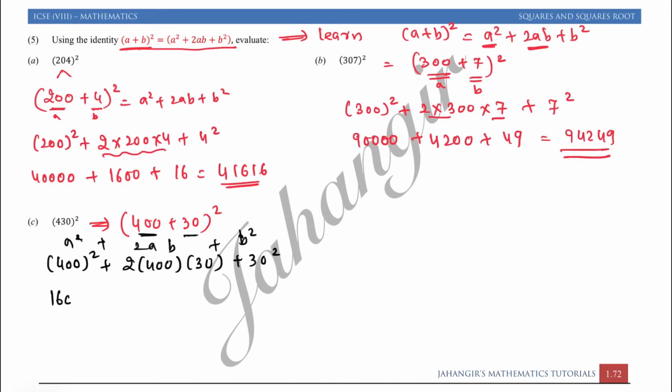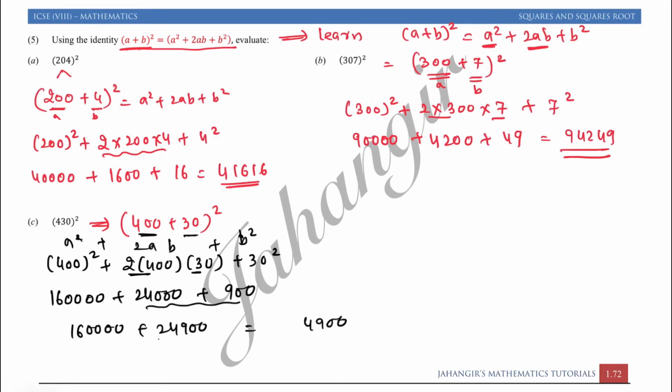The square of 4 is 16. After that 4 zeros, plus 4 2s are 8, 8 3s are 24 and 000, plus the square of 30 is 900. So if I add this, I will get 24900, means 5 digits are occupied, plus 160000. So 4900. Then 6 plus 2 is 8 and 1. Check it out. You can easily do bigger squares using identities.